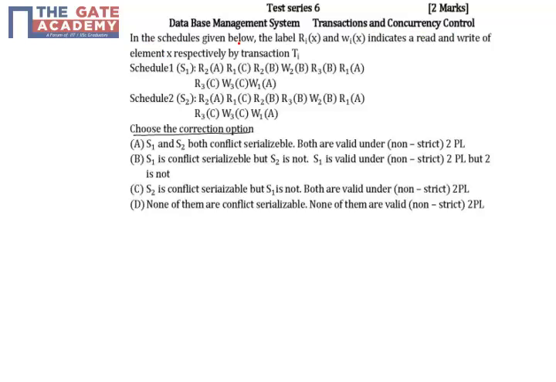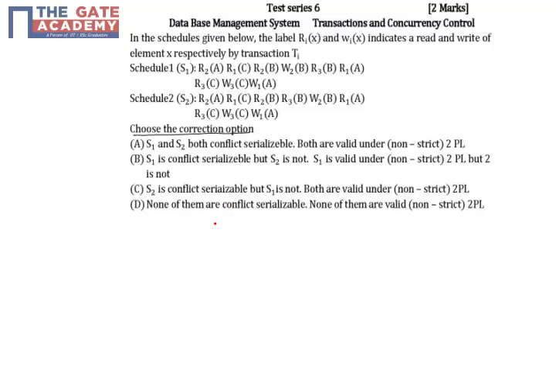In the schedules given below, the labels Ri of x and Wi of x indicate a read and write of element x respectively by transaction Ti. Here we are given two schedules S1 and S2. The question asks us to choose the correct option about schedules S1 and S2. As can be seen from the options, all options are about conflict serializability of schedules S1 and S2.